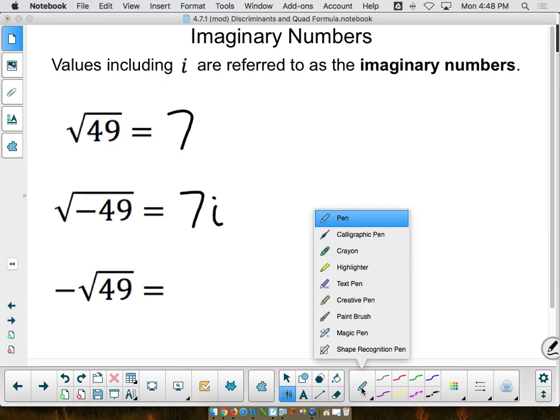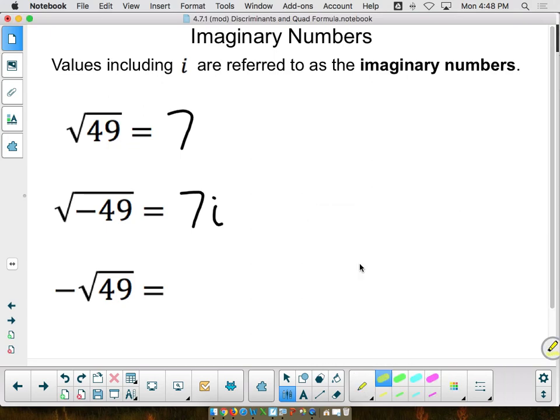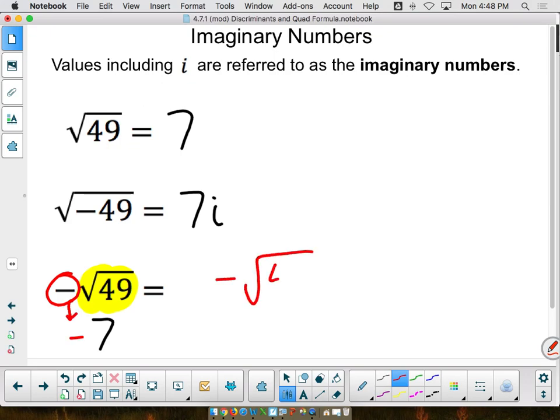And then here, we do want to be cautious with this, because the number that's being square rooted is just 49, which we know is 7. And then we're going to take the negative and apply it to that. So the negative square root of 49 would just be -7. We do not use i for this problem. You would just put the negative sign out front. So if you see a negative underneath the square root, we're going to use i.